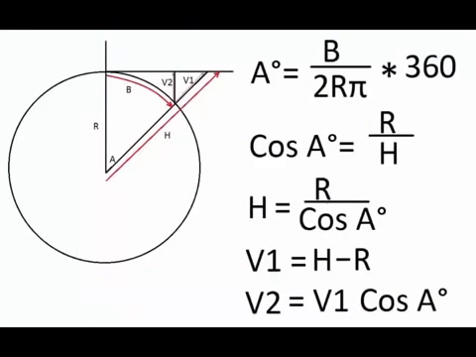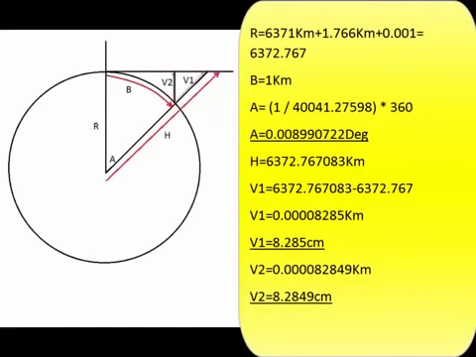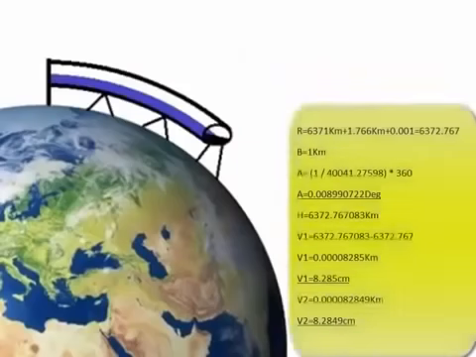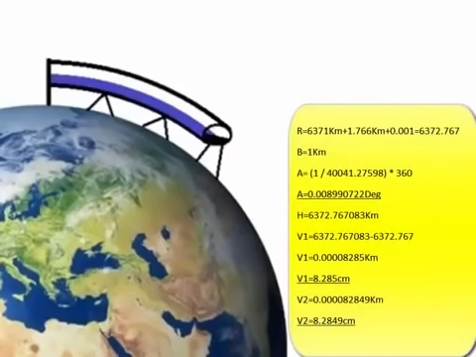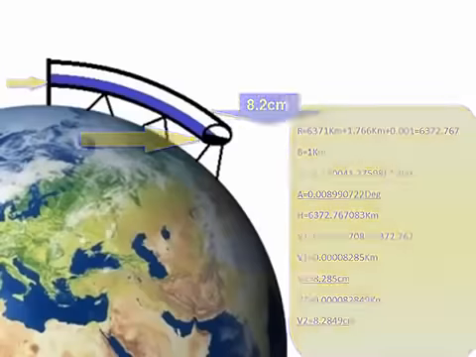So now let's apply that to our formula. We will add the height above sea level to the radius of the Earth, and also an additional meter for the height of the pipe above the Earth. And as you can see over there, our V2 is 8.2849 centimeters. So in our pipe, a meter above the Earth with an additional factor of 1.766 kilometers, because of the height above sea level, we still end up with an 8.2 centimeter fall.